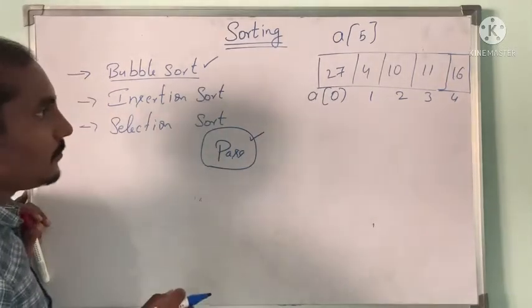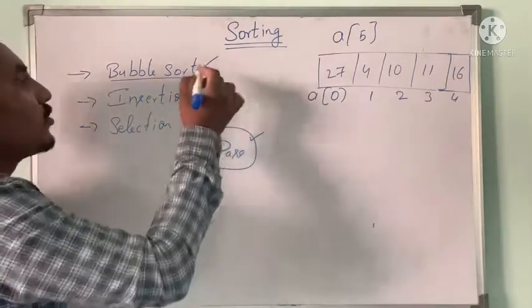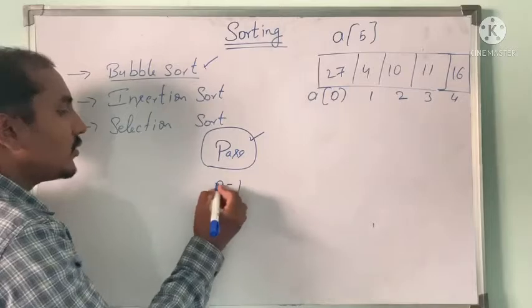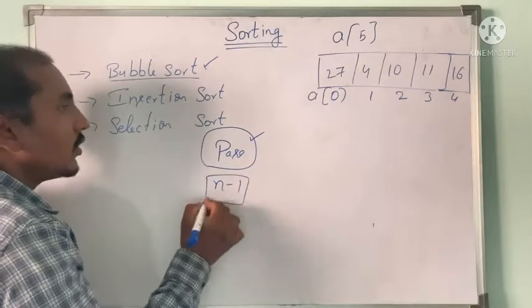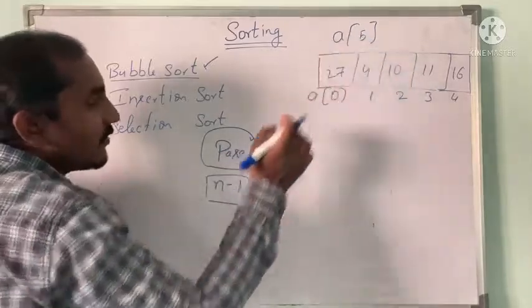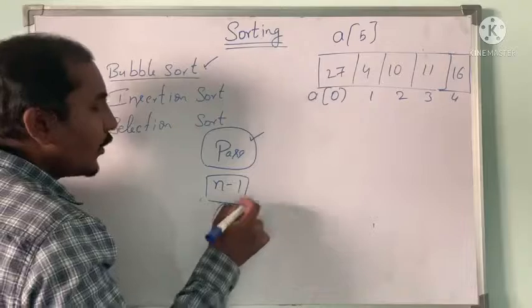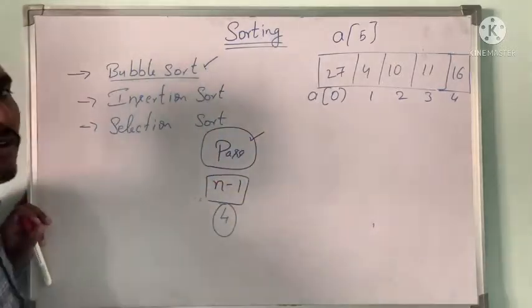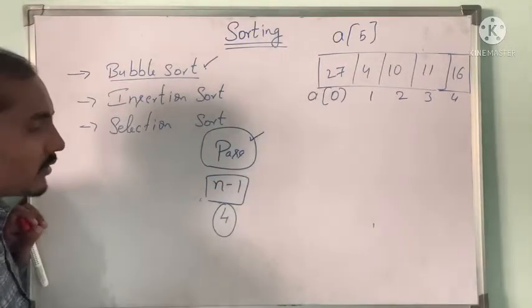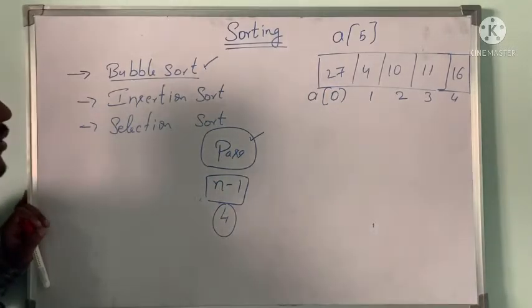We'll have n minus 1 passes. Bubble sort will usually have n minus 1 passes to complete the sorting, where n represents the number of elements. If the number of elements is 5, within 4 passes it is going to sort all the elements in ascending order. Now we'll see how it is done.